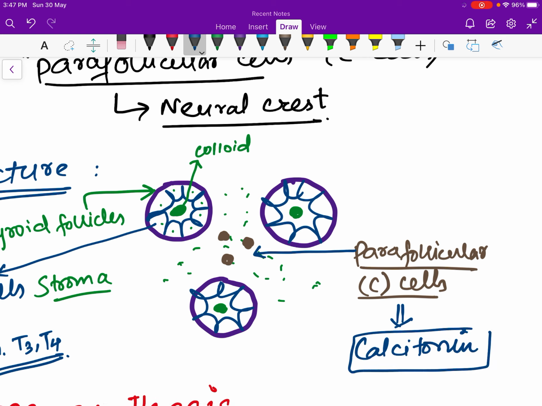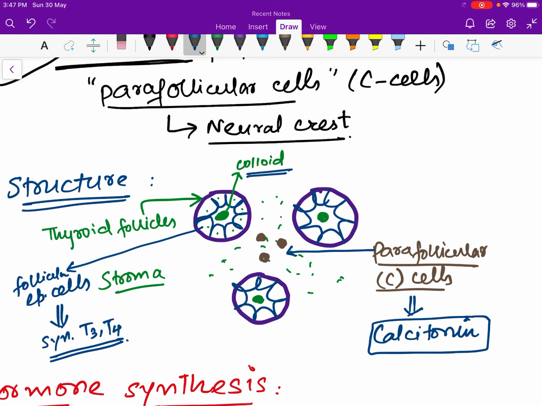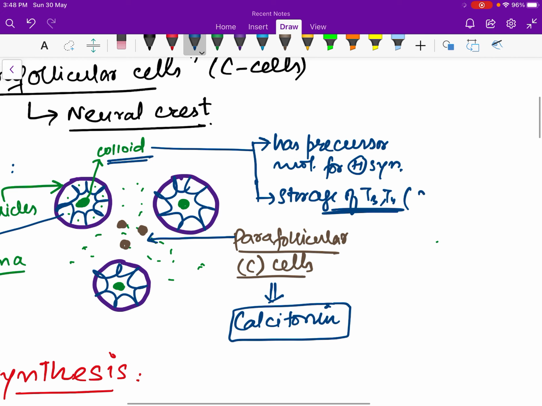Now this material in the center is called colloid, and it mainly performs two functions. It has precursor molecules for hormone synthesis, and it helps in storage of hormones, storage of T3 and T4. That means these hormones are generally stored for 2 to 3 months. So if hormone synthesis stops, there will be no hypothyroidism for 2 to 3 months, because there will be enough hormones stored in the colloid of the thyroid gland.